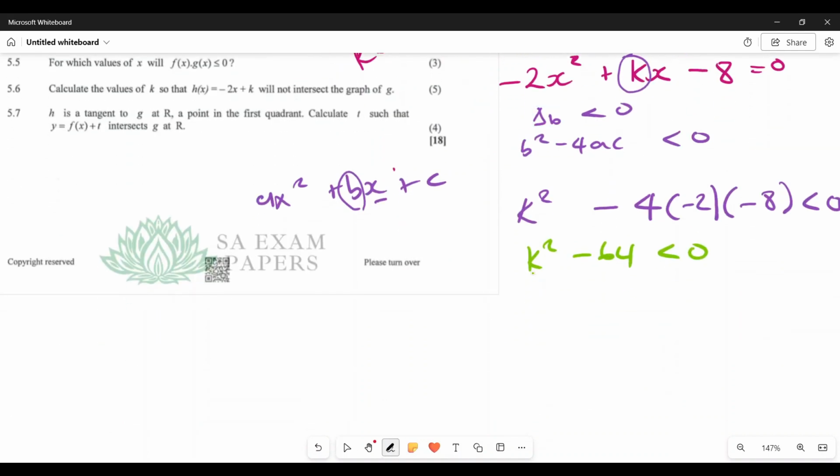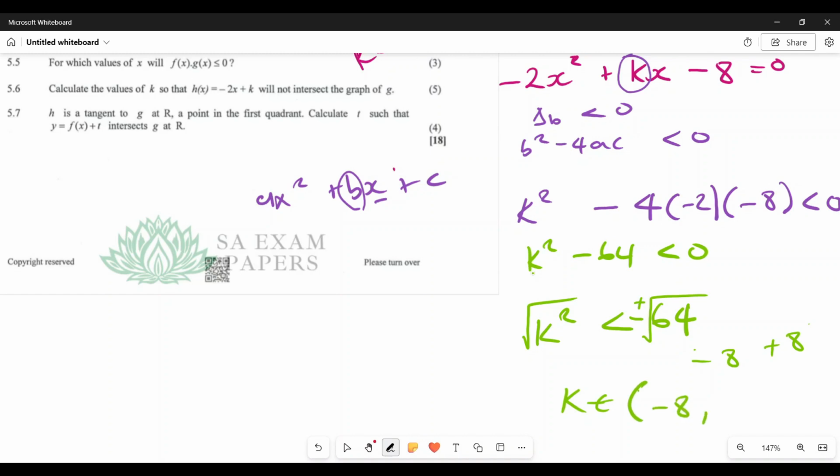Now I'm going to take this 64 to the other side so that k squared is less than positive 64. And I'm going to get rid of this squared by square rooting both sides. Now as a result, this would be plus minus here, and the square root of 64 is 8. So as a result, our k values will be -8 as well as +8. So they would be from -8 to +8. So these are the values of k in which the two graphs would not intersect one another.